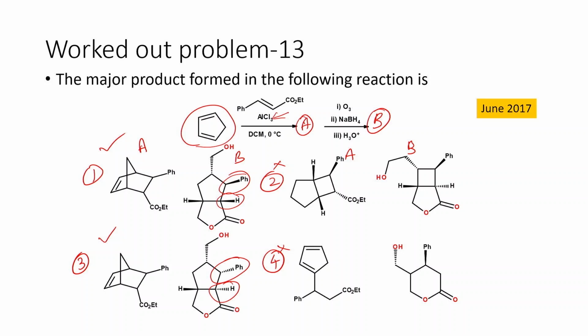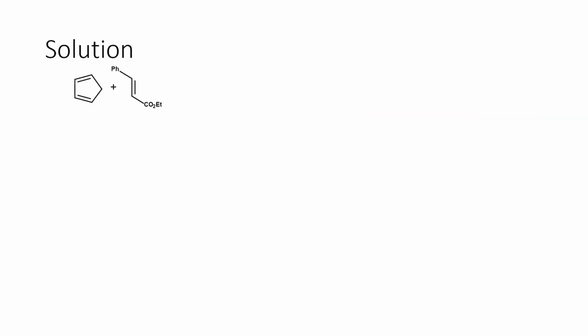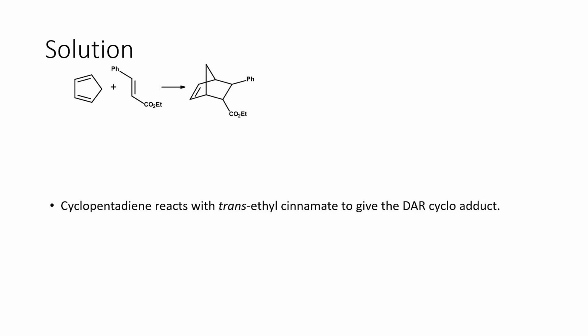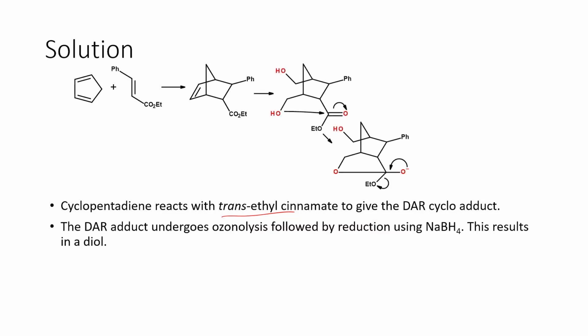Now we have to just carefully look at how this reaction actually proceeds. Now let us look at each individual step. So the first step is basically the Diels-Alder reaction, that is the trans ethyl cinnamate reacts with the cyclopentadiene to give a trans product. So this is the first step, and this undergoes ozonolysis. In other words, this alkene double bond is broken down to give a diol derivative, and this actually internally attacks the ester unit, and that leads to the formation of a lactone derivative.